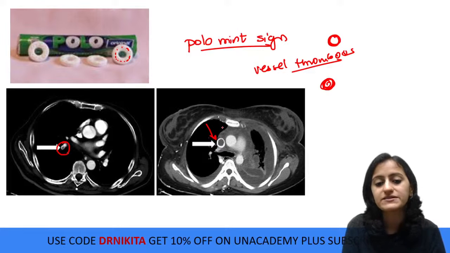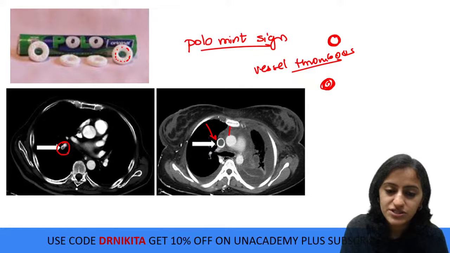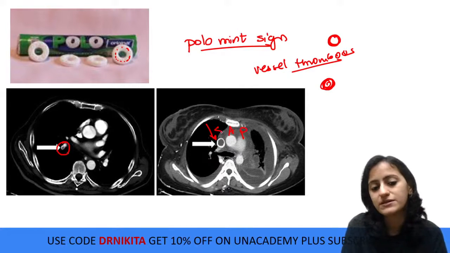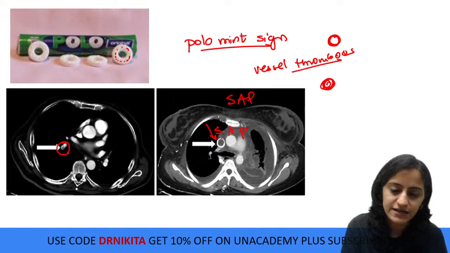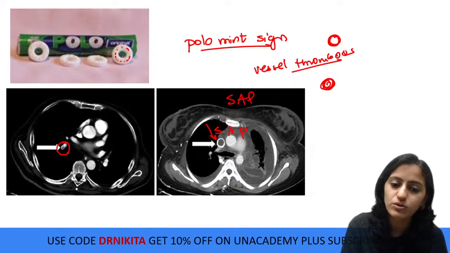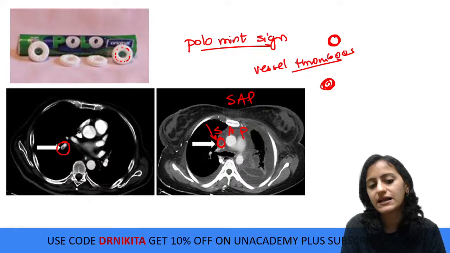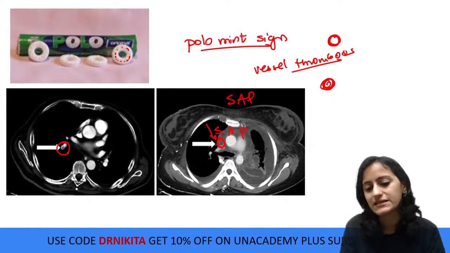Affecting which vessel are we seeing this Polo Mint sign? So this is your ascending aorta, this is your pulmonary artery, and this is your superior vena cava, right? The structures are as we have discussed. So this is your SVC thrombosis, superior vena cava thrombosis, showing the Polo Mint sign. Surrounding is white contrast and the center is empty.